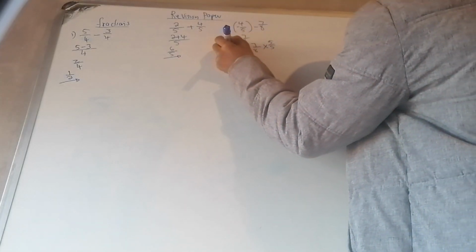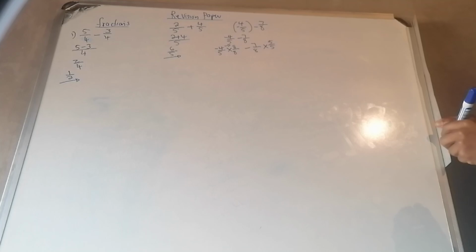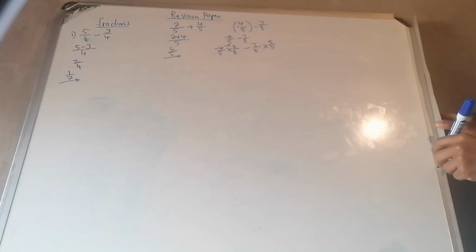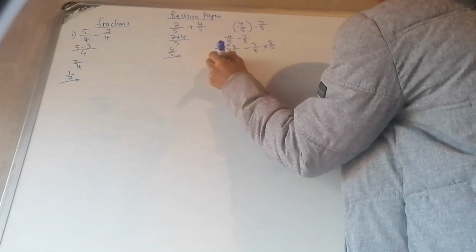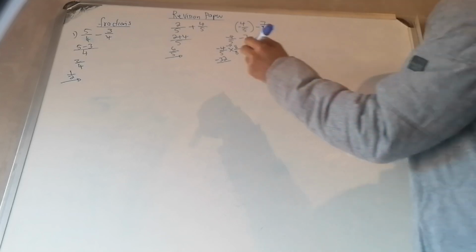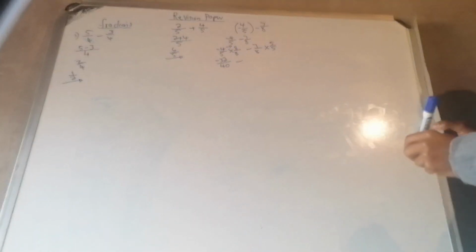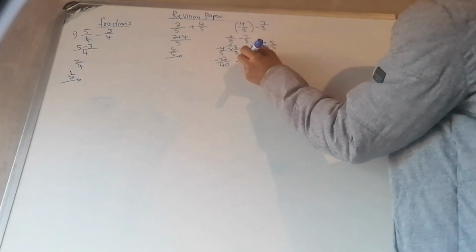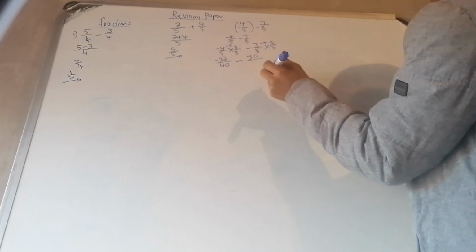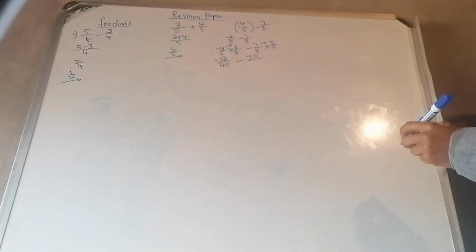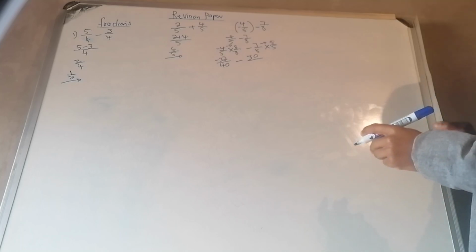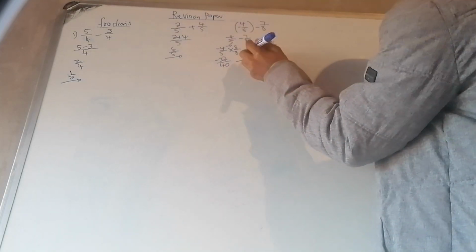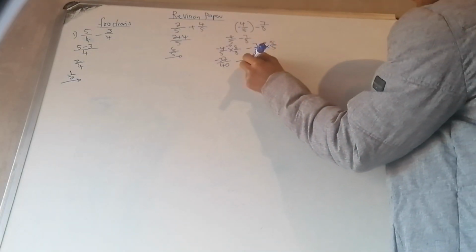Right, how much? We multiply -4 times 8. -4 times 8 is minus 32, over 40. Minus 7 multiplied by 5, which is 35. 8 times 5 is 40.